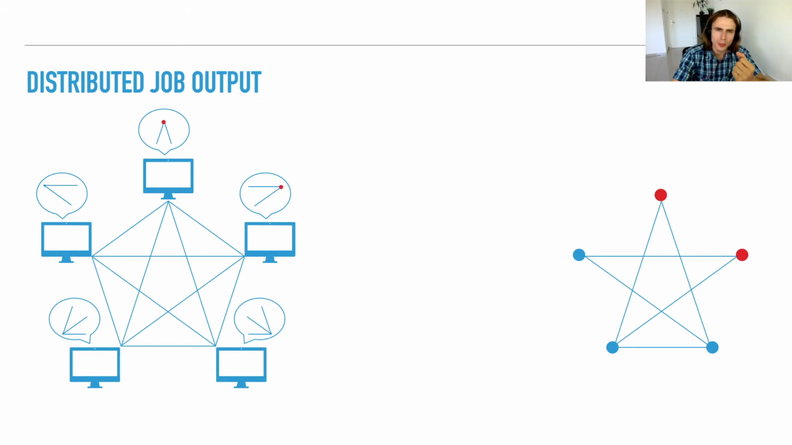For example, if one of the jobs was computing a maximal independent set of the graph, each machine should hold a bit indicating whether it belongs to the MIS or not.